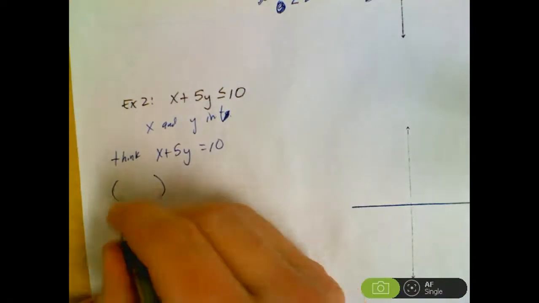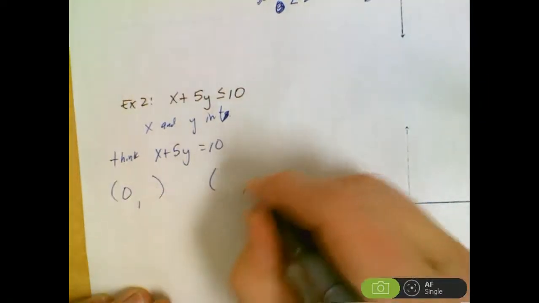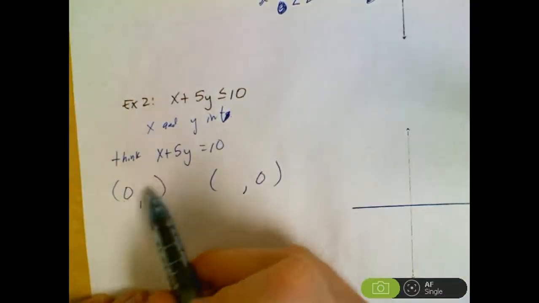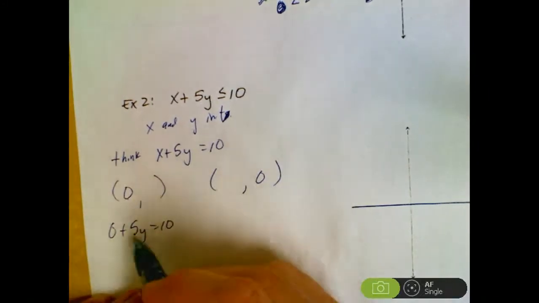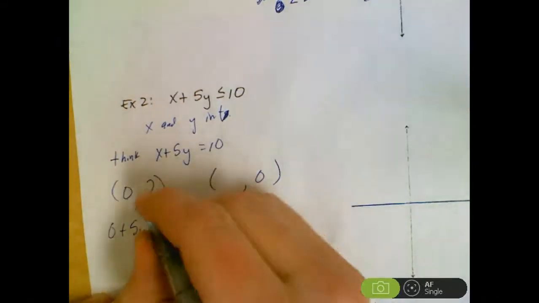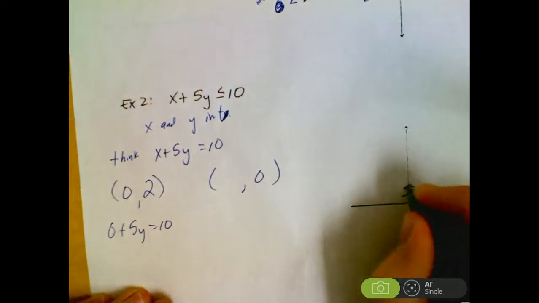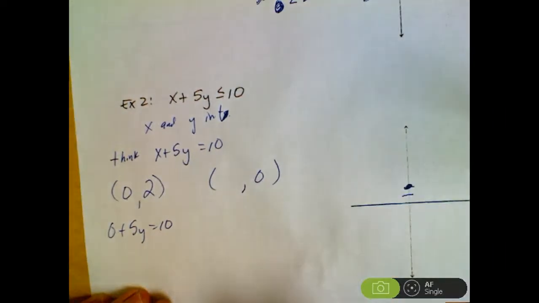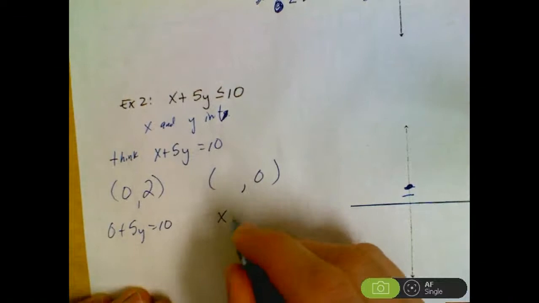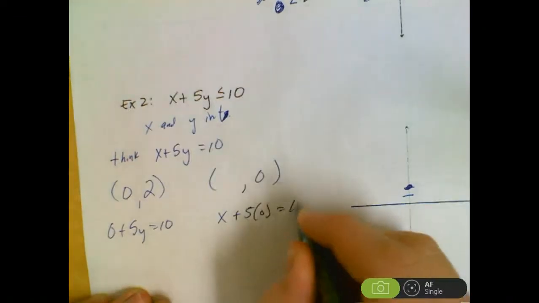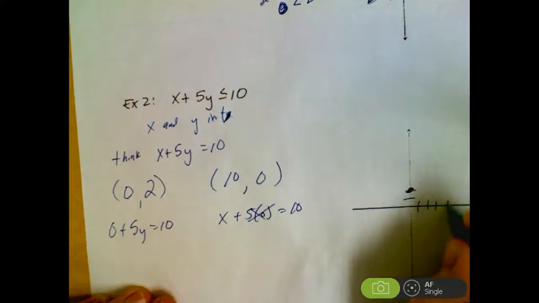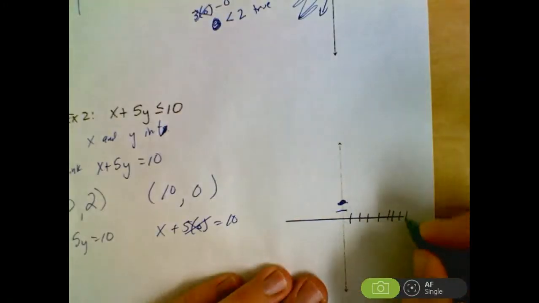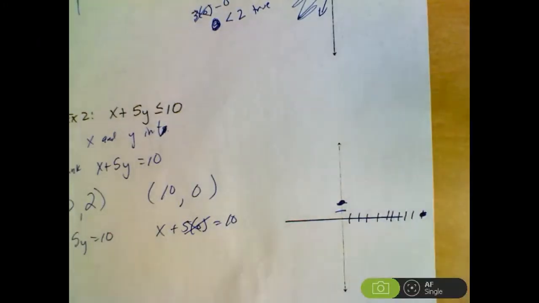Now we're looking for when x is 0 and when y is 0. When x is 0, that's the y-intercept, so plug it in. 0 plus 5y equals 10. Well, 5 times what is 10? 5 times 2. So 0, 2. And then now we put 0 in for y. x plus 5 times 0 equals 10. That goes away. x is 10. So we have 10. I know my graph is bad, but I wanted to squeeze it in there.